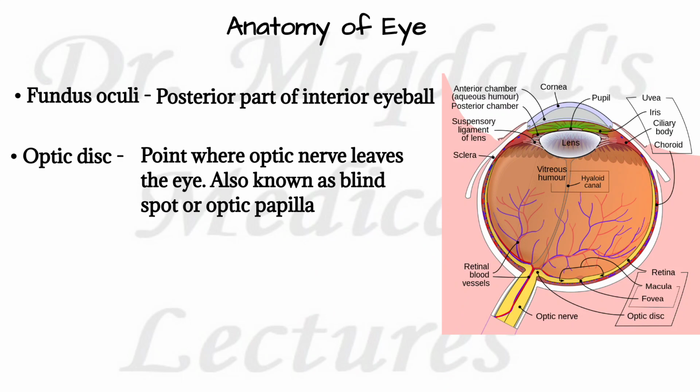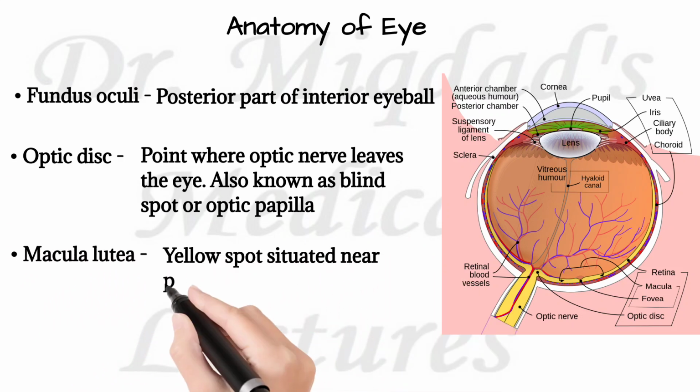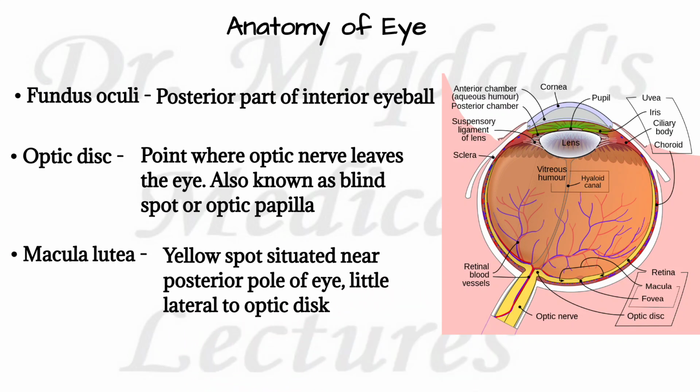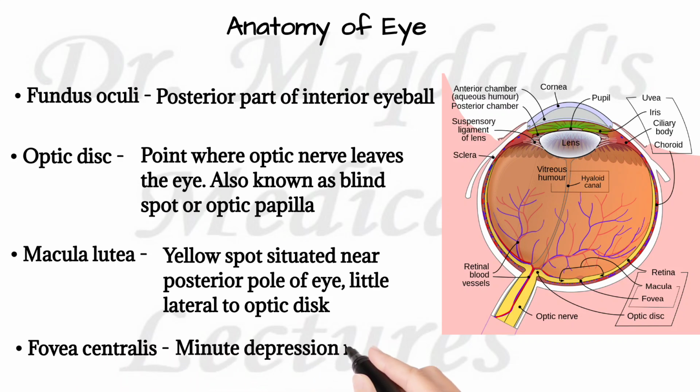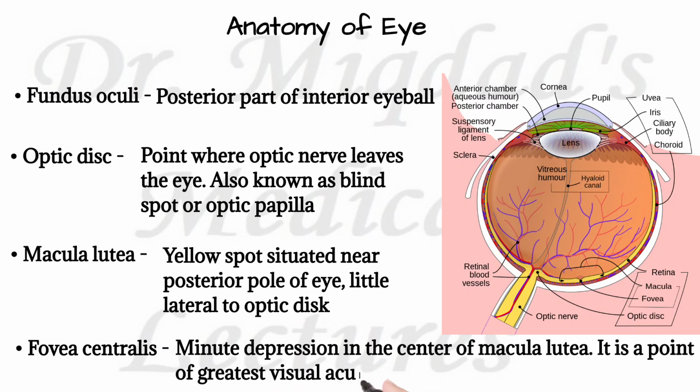Near the posterior pole of the eye, a little lateral to the optic disc, there is a yellow colored spot known as the macula lutea. At the center of the macula lutea, there is a minute depression which is called the fovea centralis. This area has the highest concentration of cones and hence has the greatest visual acuity.